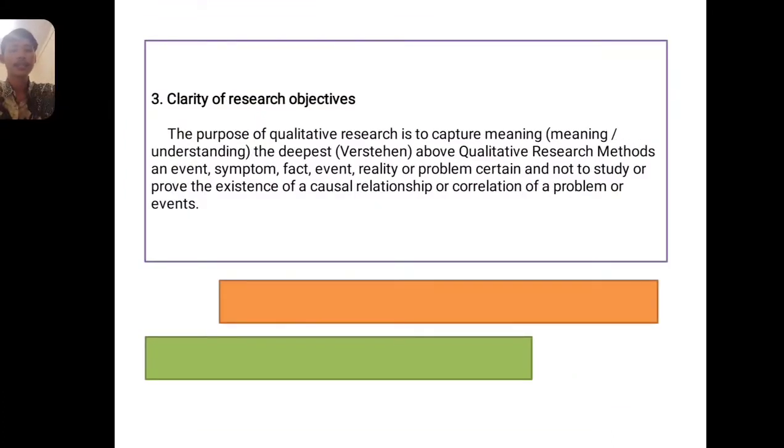The next step is clarity of research objectives. The purpose of qualitative research is to capture meaning or understanding. The diverse understanding about qualitative research method covers even symptoms, facts, reality or certain problems, and is not to study or prove the existence of a causal relationship or correlation of a problem or event.